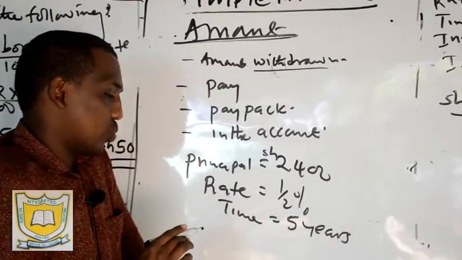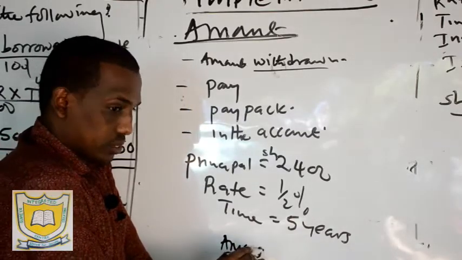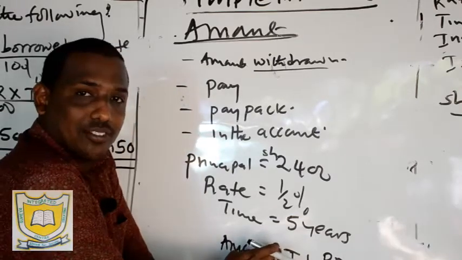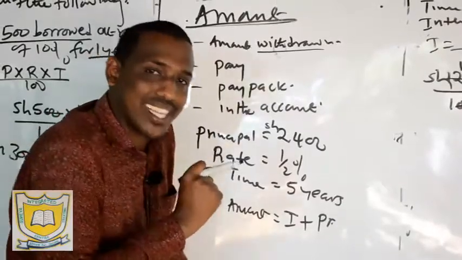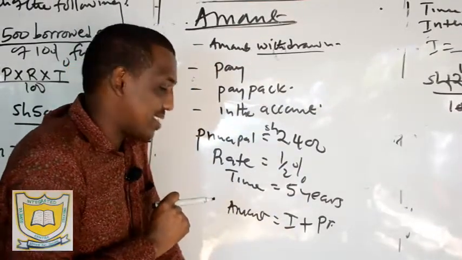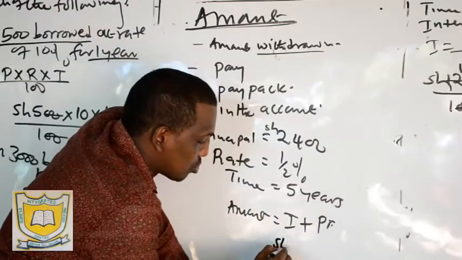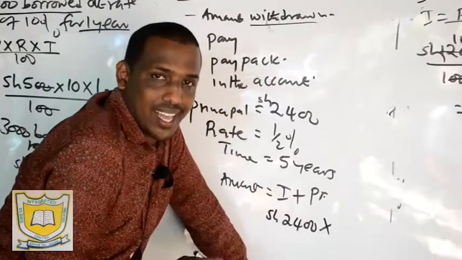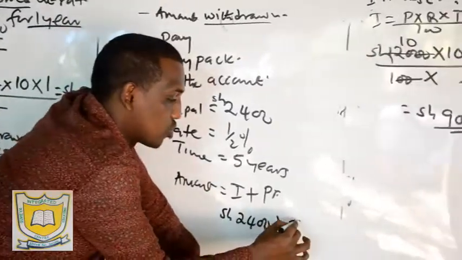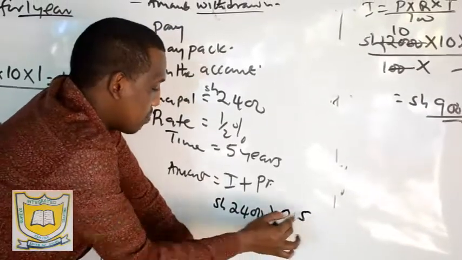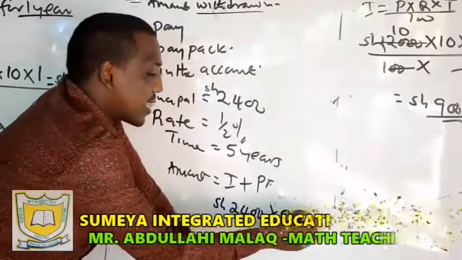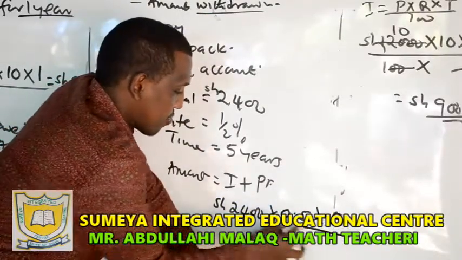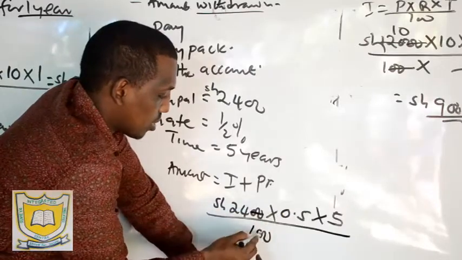To get the amount, remember we said the amount is equal to the interest plus the principal. But we don't have the interest. The first thing we do is get the interest. We must get the interest. How do we get the interest? Interest equals the principal, shillings 2,400, times the rate, 0.5, and I prefer decimals, so you change to decimal. Time is 5 years, which is a year, so we don't say over 12. Time is 5, over 100, cancel.